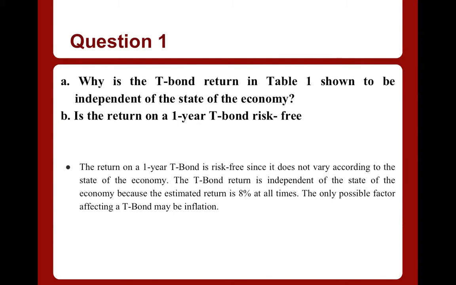Question 1. The return on a 1-year T-bill is risk-free, since it doesn't vary according to the state of the economy. The T-bill return is independent of the state of the economy because the estimated return is 8% at all times. The only possible factor affecting a T-bill may be inflation.